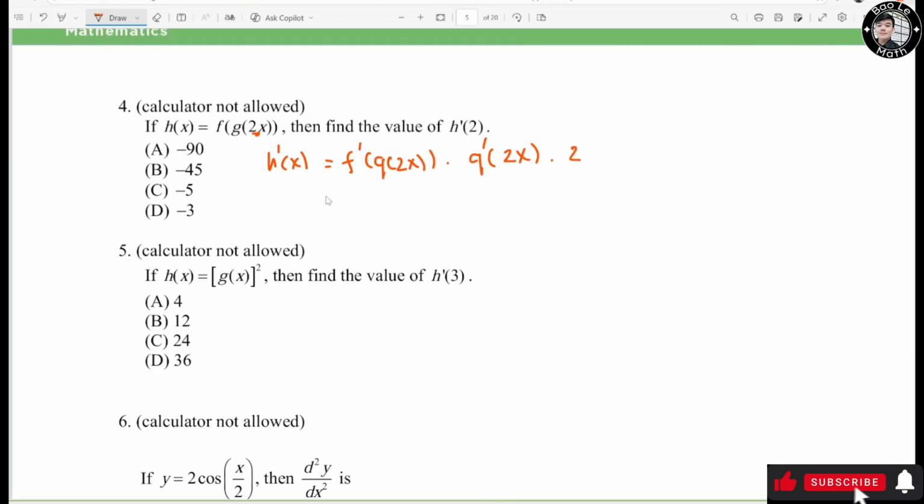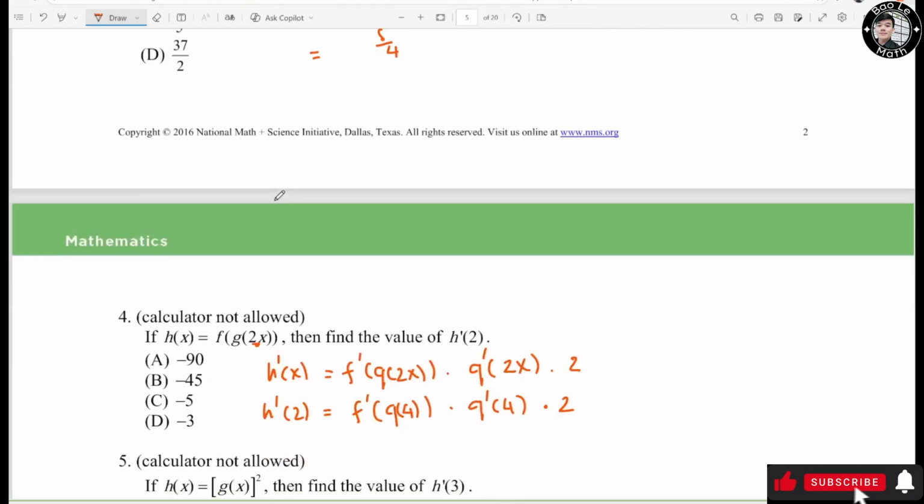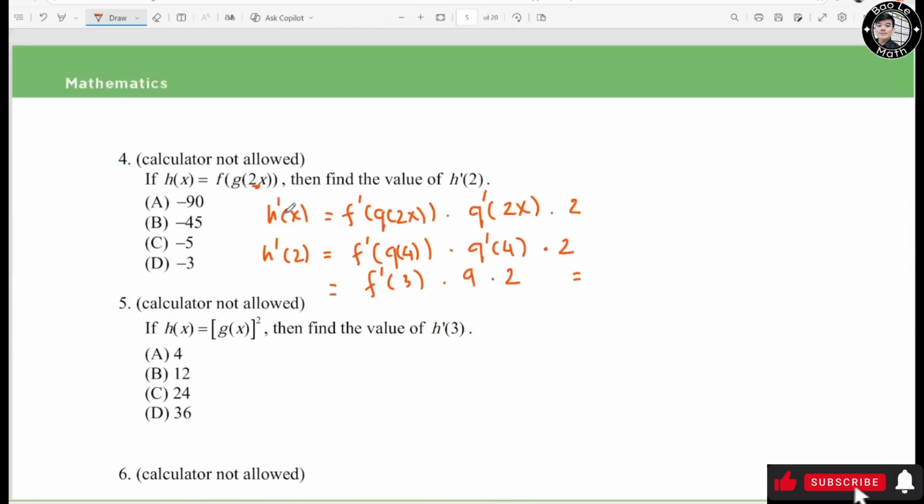So we substitute 2 for s, so it will be h prime of 2 equals f prime of g of 4 times g prime of 4 times 2, right? Now g of 4 is 3 and g prime of 4 is 9, right? So we have f prime of 3 times 9 times 2, right? Now f prime of 3 is negative 5, right? So we have negative 5 times 9 times 2, right? So it could be negative 90. The answer must be A.